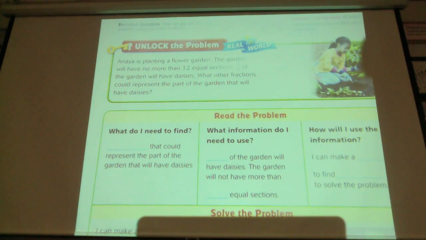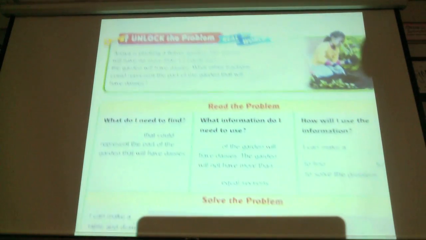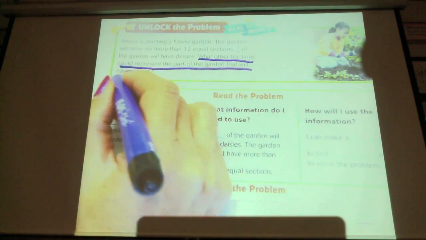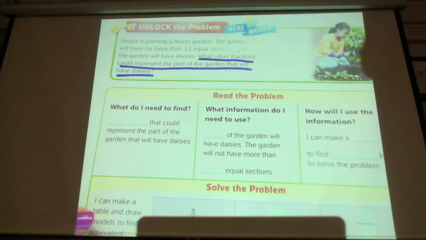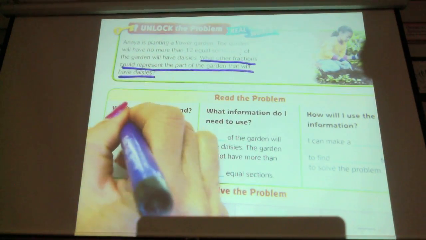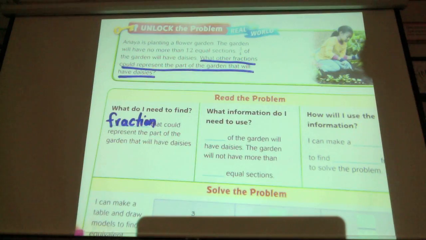So as we start working, what do I need to find? What is it that we're looking for in this problem? Go back and look at the question and underline what the question is. There you go. Okay, in the little sentence they've given us, blank that could represent the part of the garden that will have daisies. What should I be filling in there, Angelique? What number? What fraction? What fraction, right. What other fraction? So, I'm just going to put fraction that could represent. Go ahead and write it in.